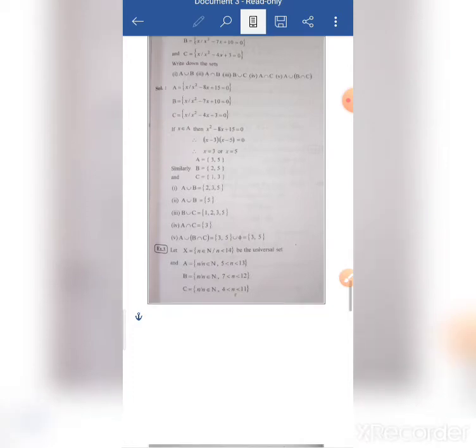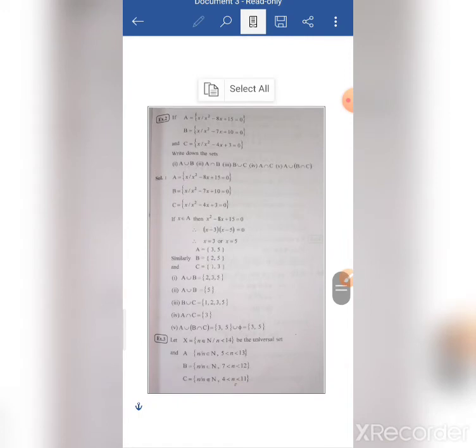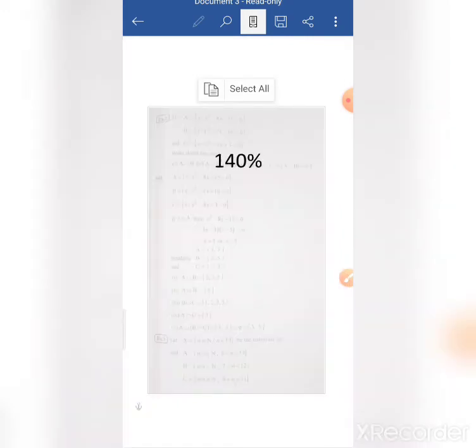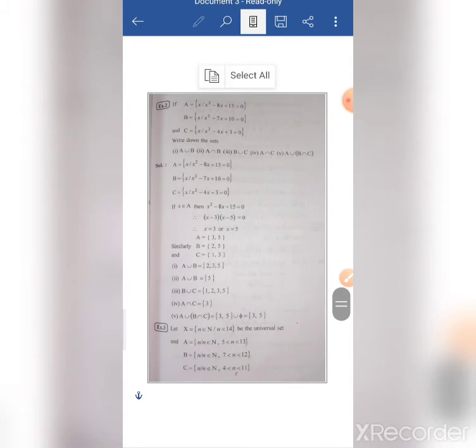This coordinate equation, and here solve it: 1 and 3, just like x equal to 1, 3. Therefore, this is easily solved. Here the A set has elements 3, 5. The B set has elements 2, 5, and C is 1, 3.